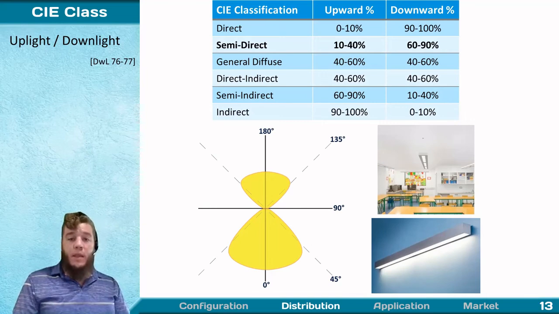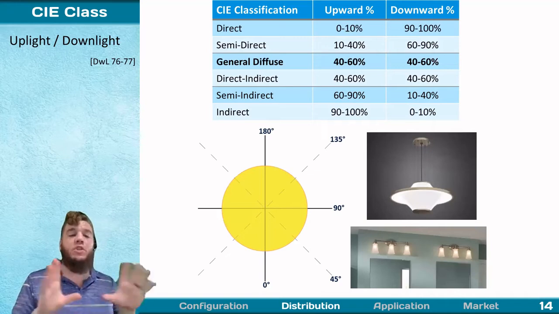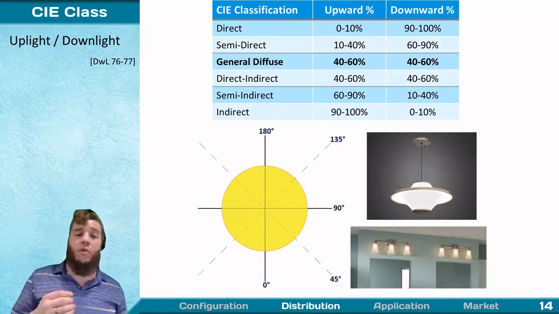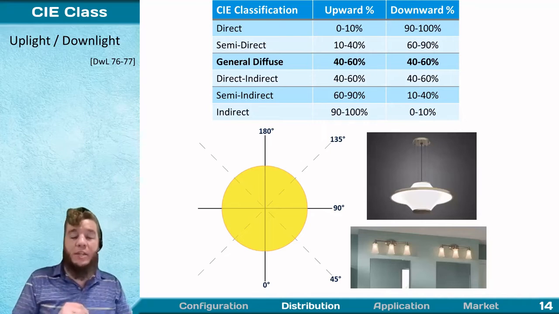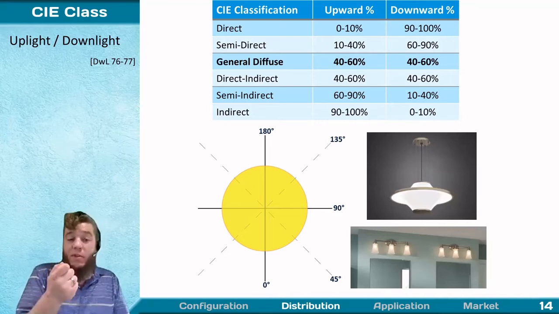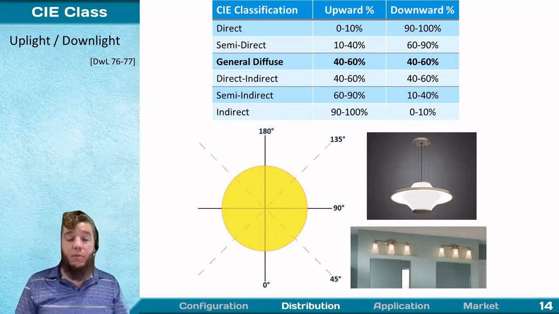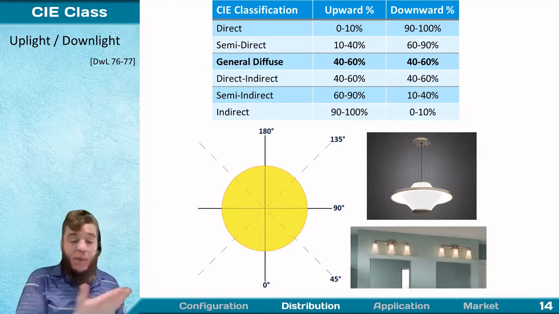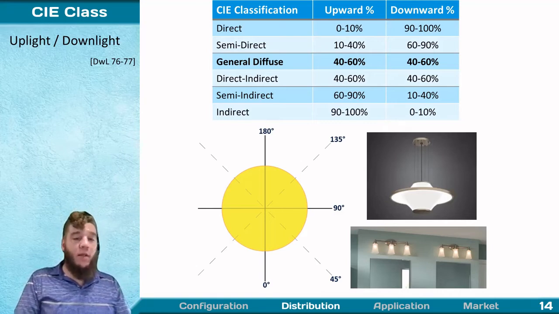And then moving on to general diffuse. General diffuse is a broad category that just describes all of our omnidirectional type light sources. So when you're talking about a regular A lamp, like the old school incandescent style A lamps, those are going to be general diffuse. There's all sorts of pendants and whatnot that fall into this category as well.